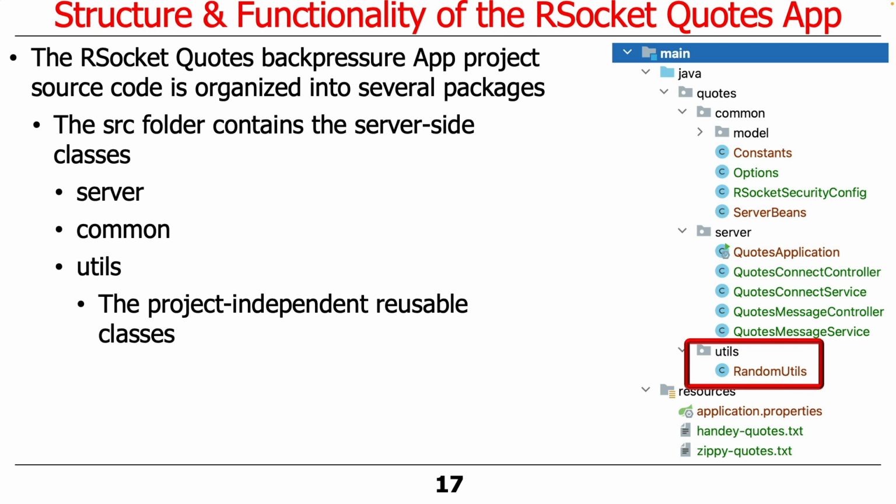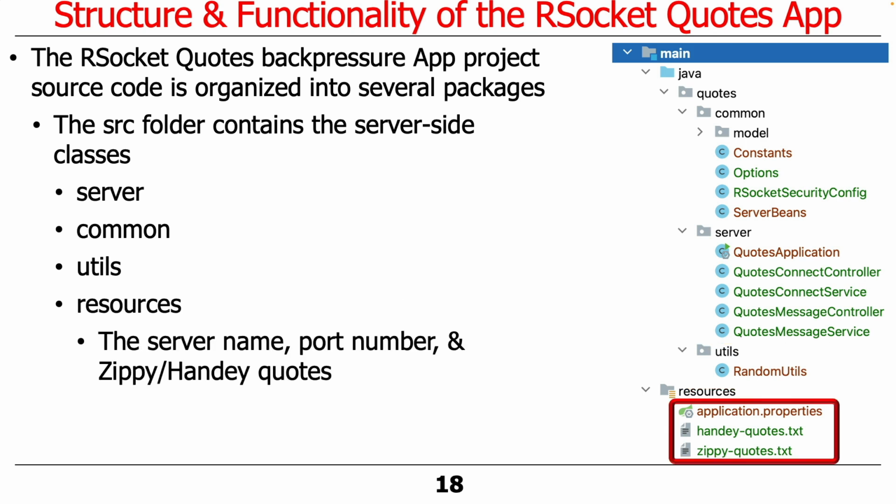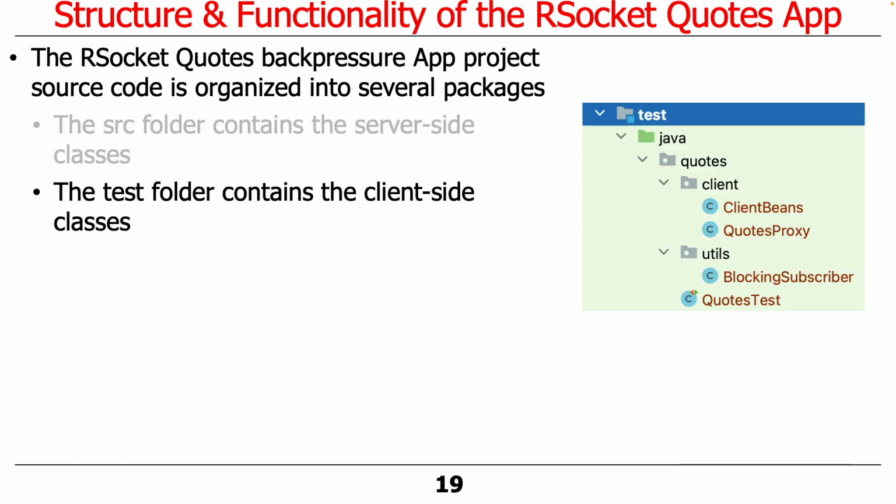We have a utils directory that just has one thing that generates random numbers, which we don't actually use in this case. I should probably remove that. And then finally, we have a resources folder that has the server name, port number, and then the quotes from both Zippy the Pinhead and Jack Handey. And I'll show you how we do this. It's really cool. When you subscribe as a client, you indicate what kind of quotes you want, and then the server will only return you quotes for the things that you subscribe to.